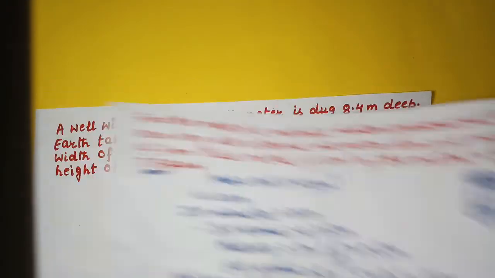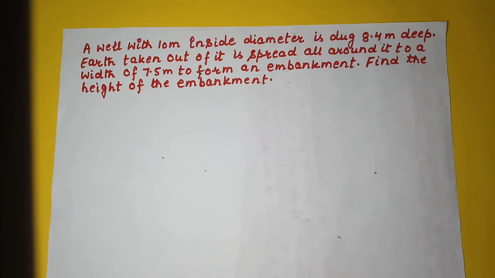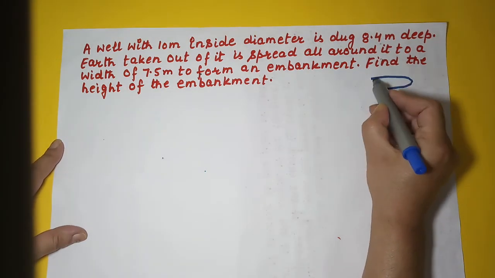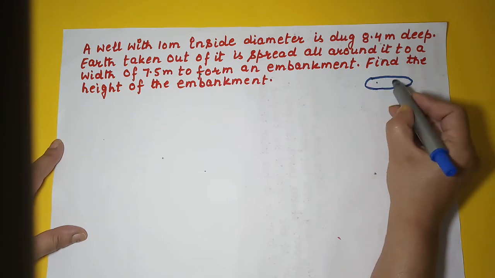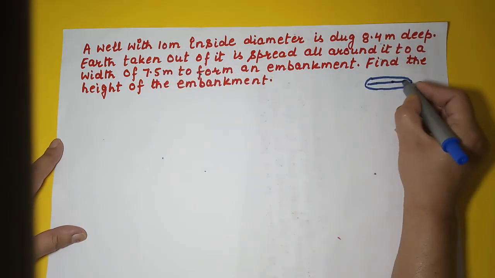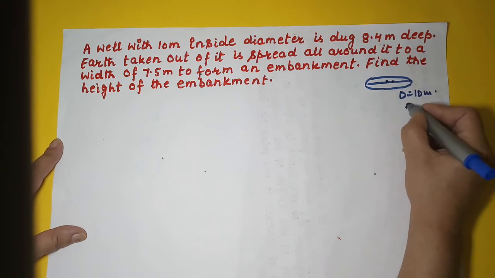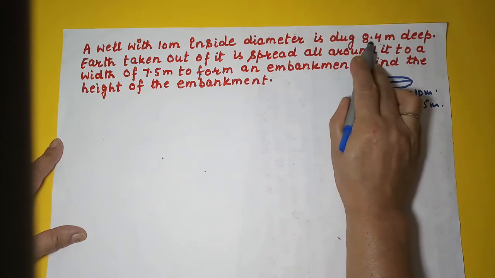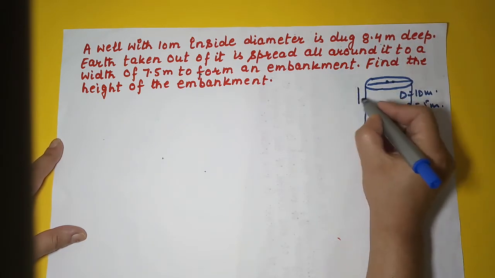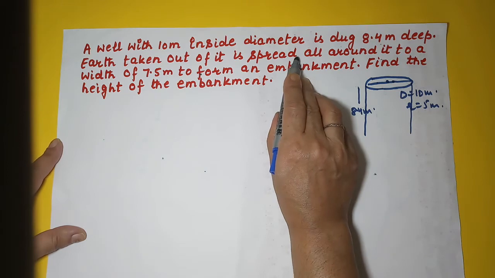Now I have another question. In this, he's saying that a well with 10 meter inside diameter. I have a well like this, and the inside diameter of this well is 10 meter, so its radius is equal to 5 meter. It is dug 8.4 meter deep. So the height of this is 8.4 meters, right?